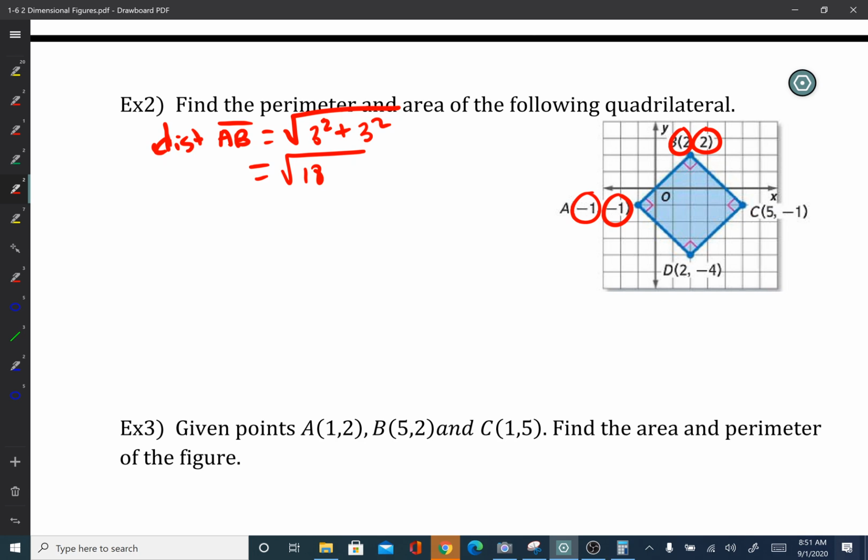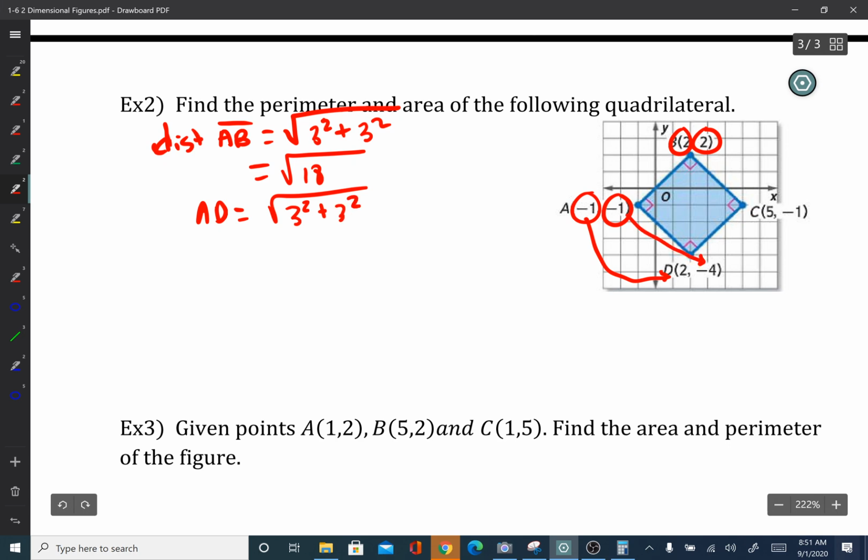And I can do that for each side, and I'll notice something. If I do the distance from A to D, so if I do AD now, I'll notice that I get the same numbers, right? From -1 to 2 is 3 squared, and from -1 to -4 is 3 squared, so I get the same thing. Oh, okay, this is easy. Each side is root 18, right?